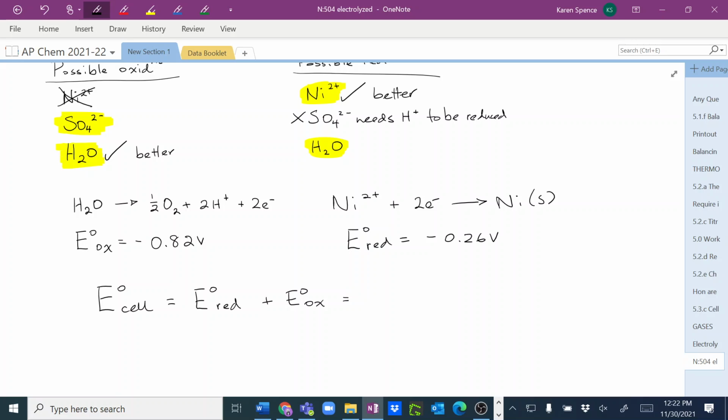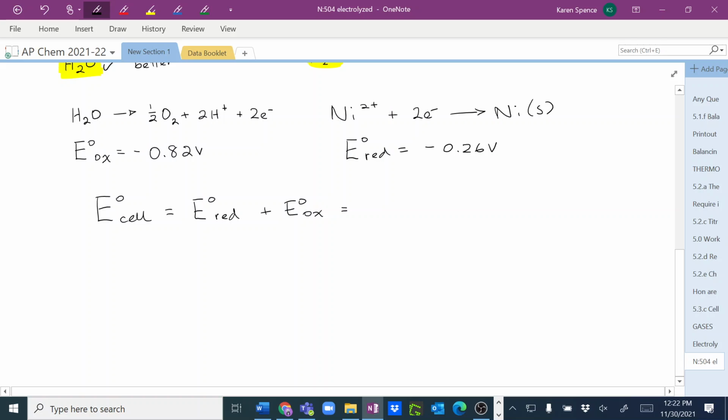Okay. So for this one, the E naught reduction, actually here, I'm going to do this and then I'll do that because otherwise I get too confused in my head. So we have the reduction potential, negative 0.26 volts, plus negative 0.82 volts, and we get whatever that is. That's what, 1.08?